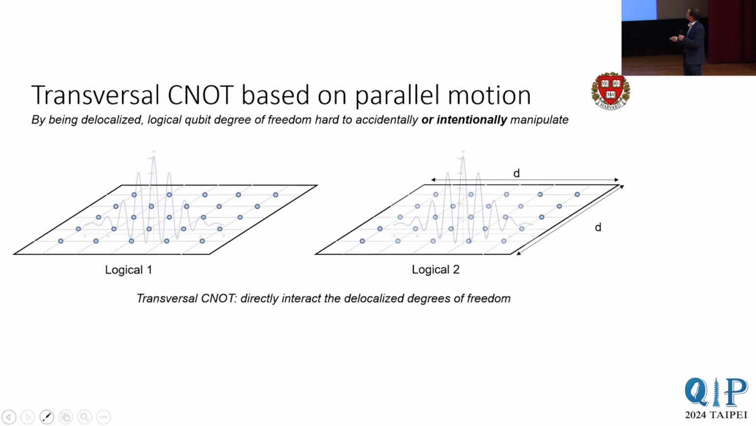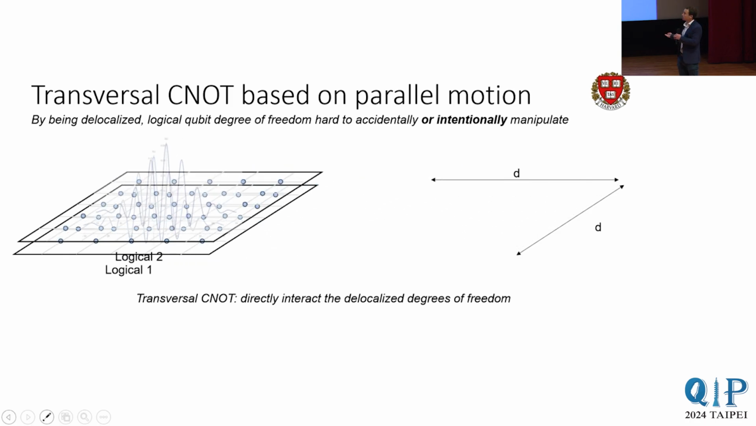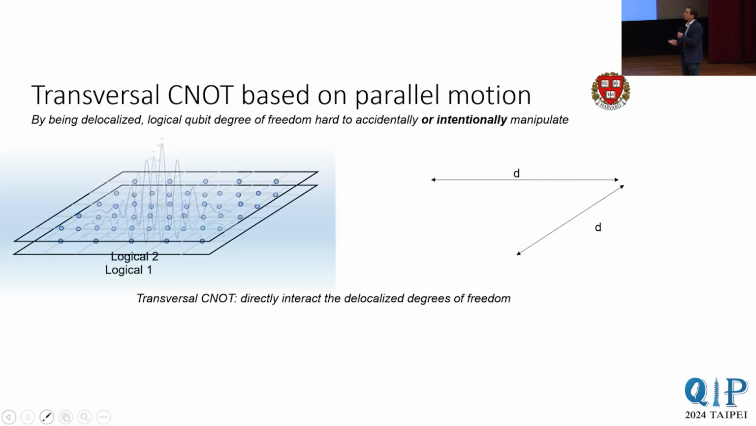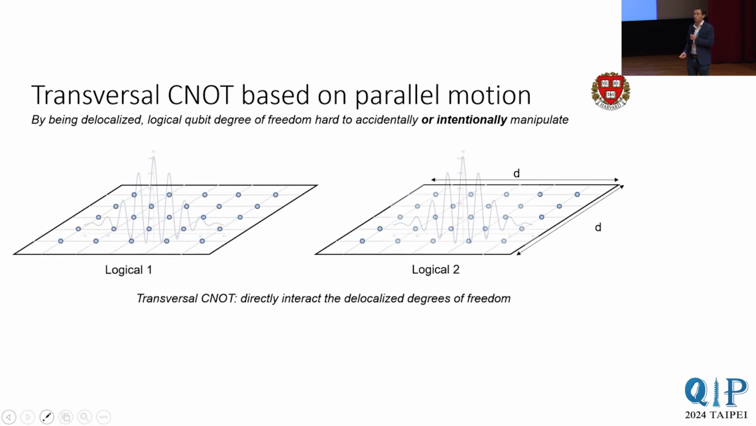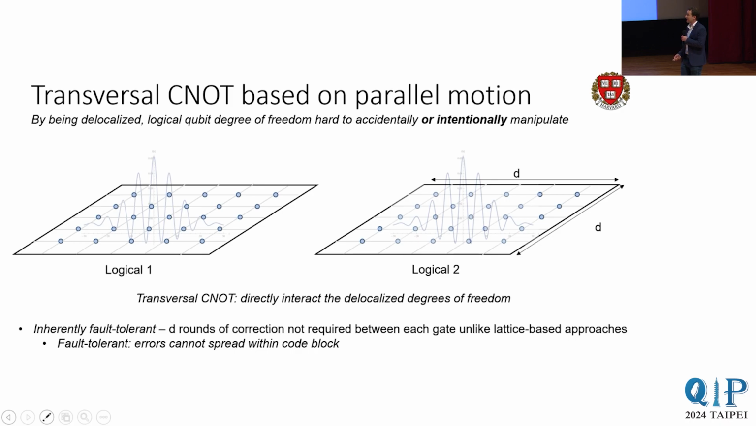But if we can just take these two logical degrees of freedom, put them right on top of each other, and pulse one global laser, we can get these two degrees of freedom to directly interact. And this is something that works at a much higher fidelity and is also much simpler. There are various benefits to this approach, and one is that it's inherently fault tolerant.